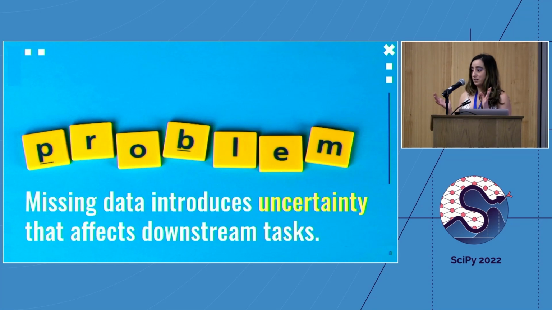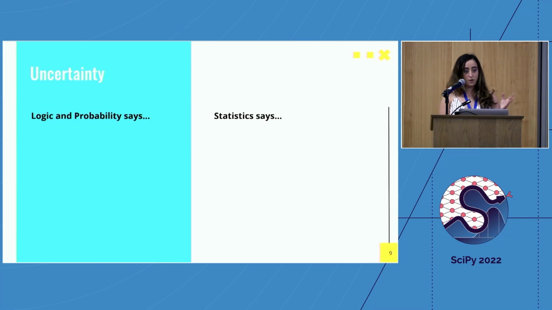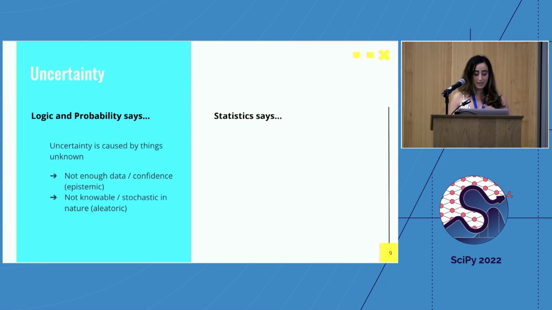And so I said the word uncertainty, but what is uncertainty? Why do we not like uncertainty? Well, there's a few frameworks to think about uncertainty. One is through the lens of logic and probability, which says that uncertainty is caused by things that are unknown. So you have epistemic uncertainty, which says, you don't have enough data, or you're not confident enough, so therefore you don't know. Or there's aleatoric uncertainty, which means that it's just simply unknowable because it's due to a random process.